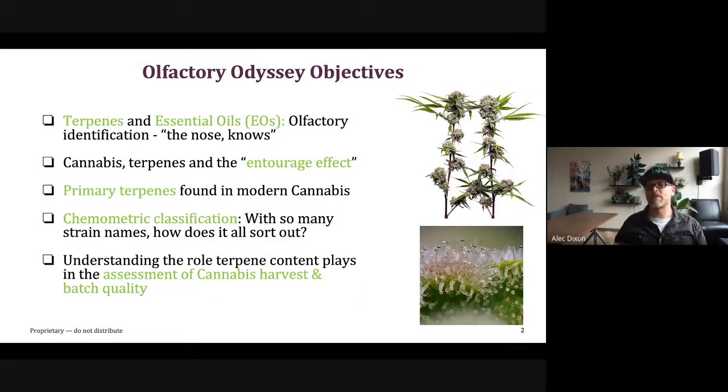In this presentation, we'll be covering everything from the most basic, what are terpenes and essential oils, getting into cannabis terpenes and the entourage effect, primary terpenes found in modern day cannabis, and we'll then get into cannabis chemometrics and how everything sorts, and also how terpenes play a role in quality.